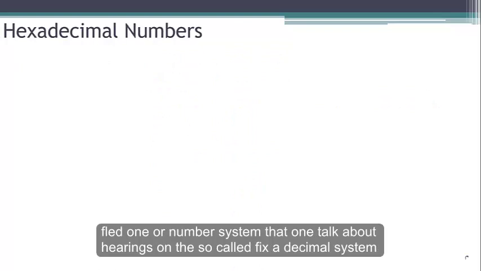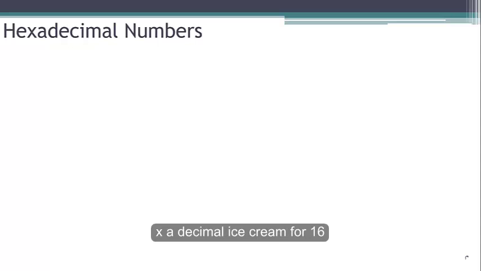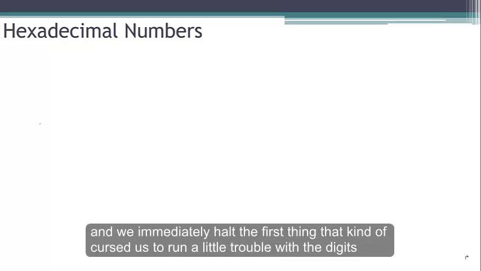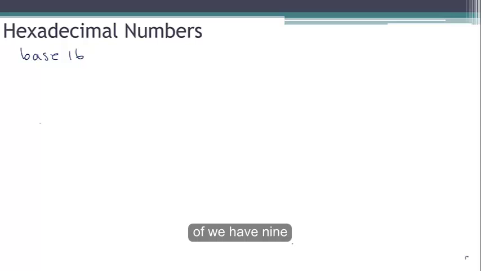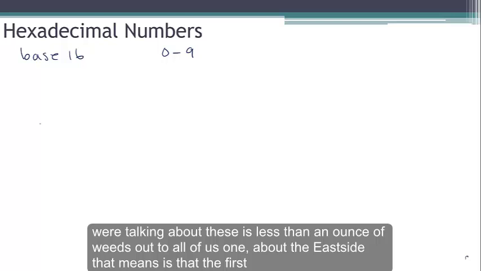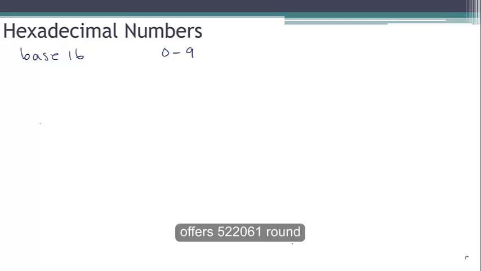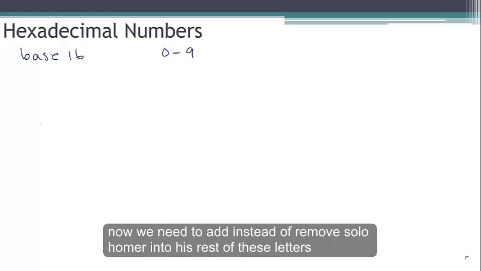So I have one more number system that I want to talk about here, and it's the so-called hexadecimal system. Hexadecimal is Greek for 16, so this is a base 16 system. And the first thing that occurs to you is that we're running into a little trouble with the digits. We have 9 in our base 10 system. When we were talking about bases less than 10, that was fine. We just chopped it off. If we want to talk about base 5, then we just took the first 5 digits, 0 through 4, and ran with them. Now we need to add instead of remove.